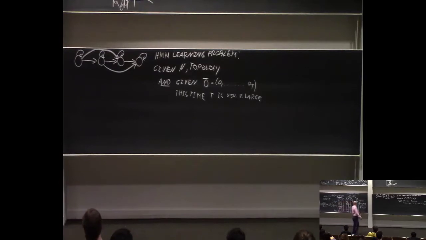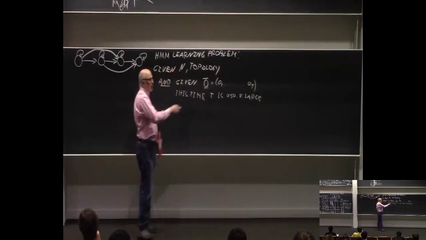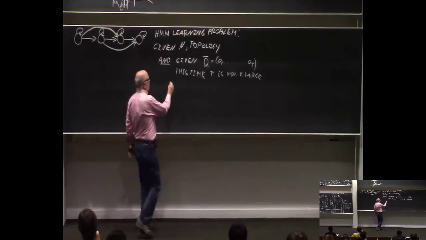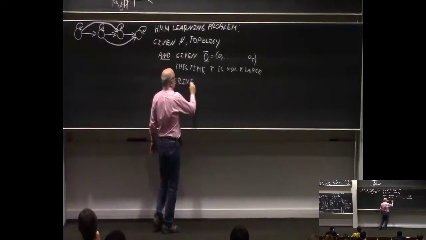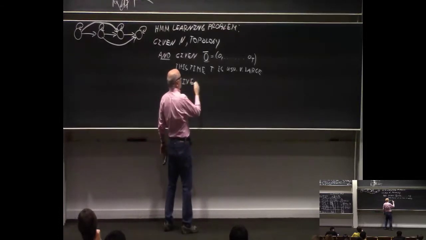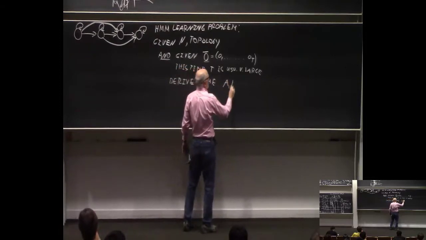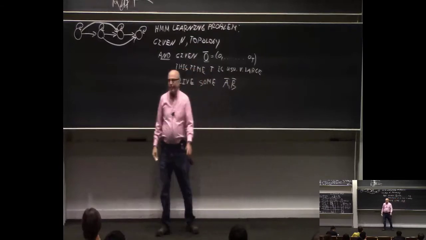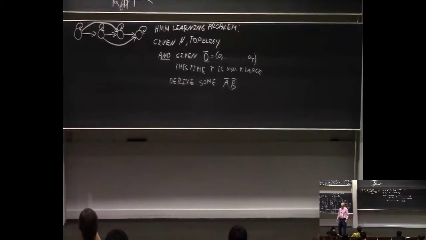So now you're given the topology and a long observable sequence made of many small ones, and your goal is to derive some A and B, transition and emission. What do you mean by some? You want a good one. You want a good model.